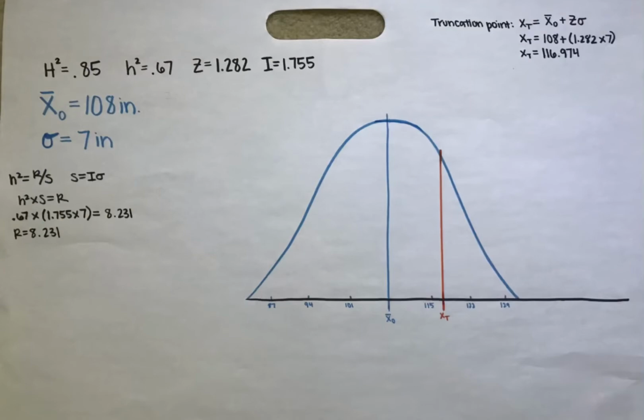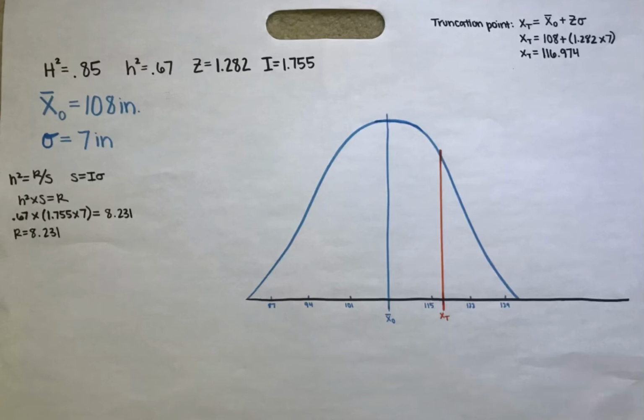I used my realized heritability to calculate some predictions about my offspring generation. The values for Z, or standardized selection point, and I, or selection intensity, were found based on the chart used in class. Z is equal to 1.282 and I is equal to 1.755.